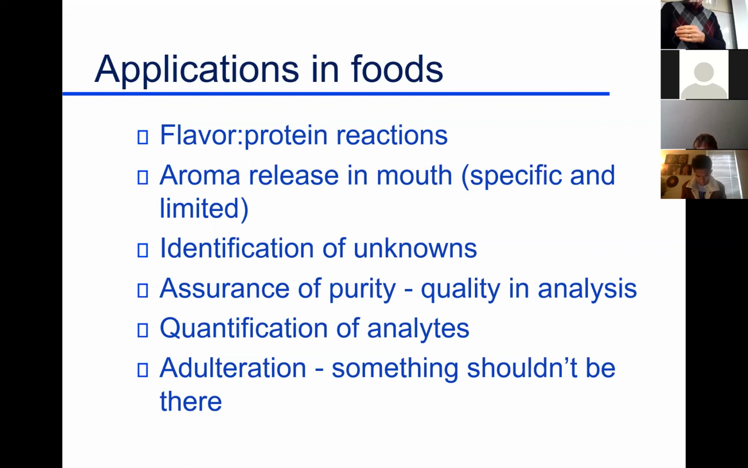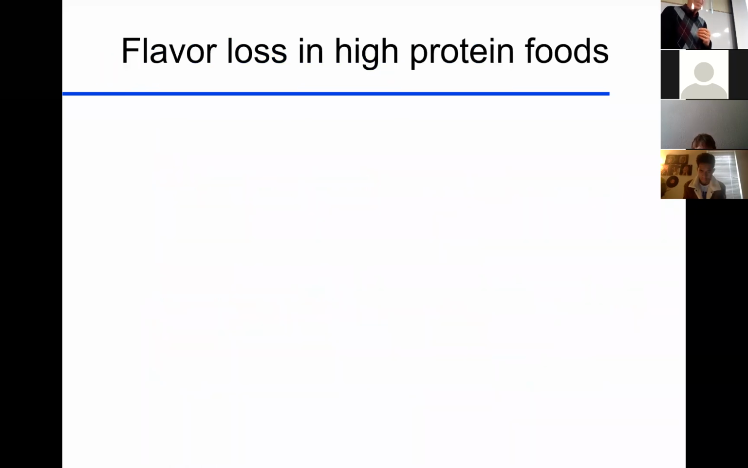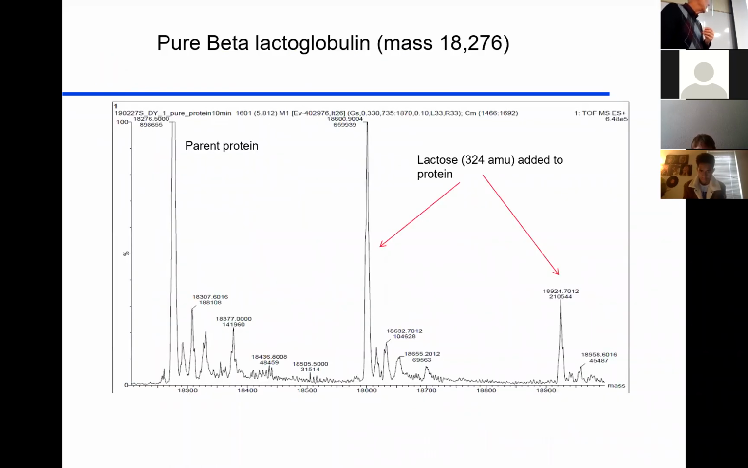I'll give you an example. Identification of unknowns, assurity of purity, quantification, adulteration. Something's there that shouldn't be there. Somebody swapped out some ingredient. And so again, mass spectrometry is a way to look for adulteration in foods. And this is one that I like, obviously, that comes out of our lab. And your advisor here gets credit.